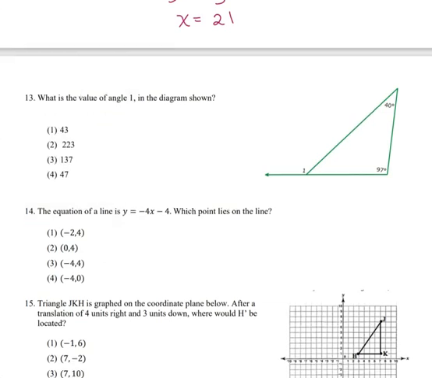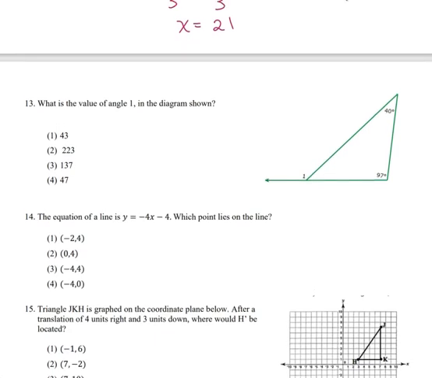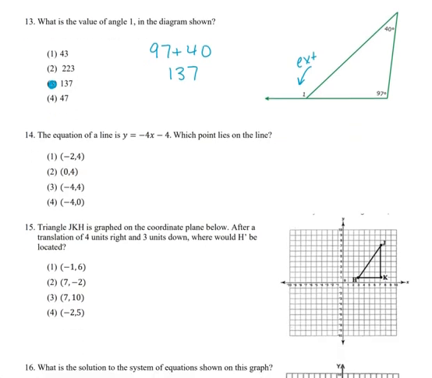I have what is the value of angle 1 in the diagram shown. So this angle 1 right here is considered an exterior angle. Now when I have two non-adjacent remote interior angles, to get that exterior angle, all I'm going to do is take 97 and I'm going to add it to my 40 to get 137 degrees, which is choice number 3.